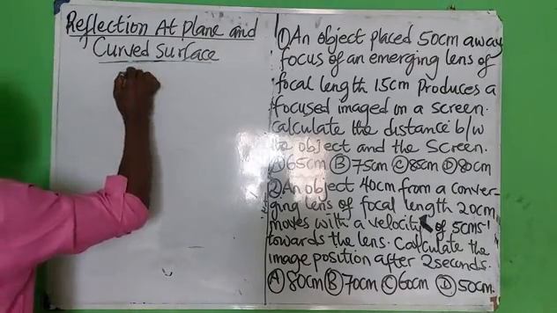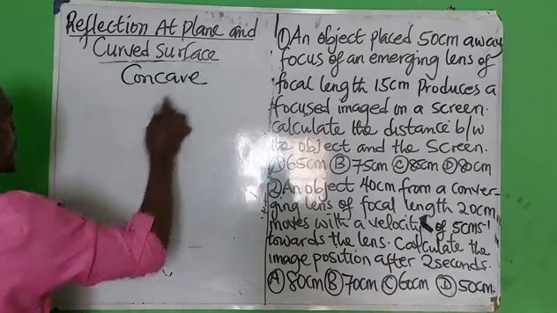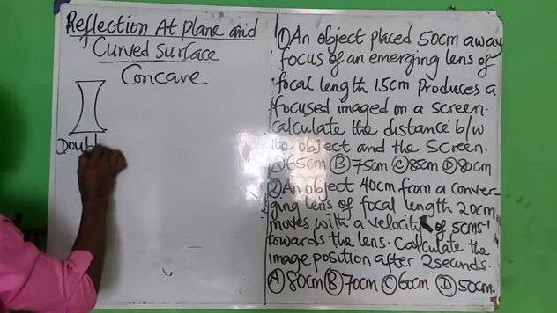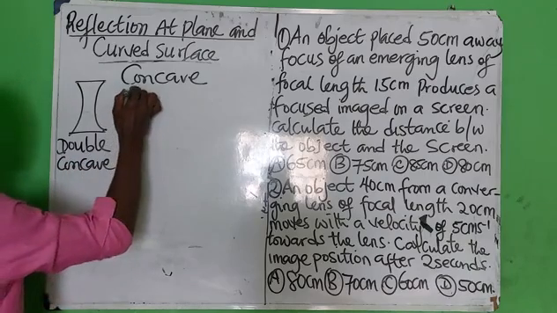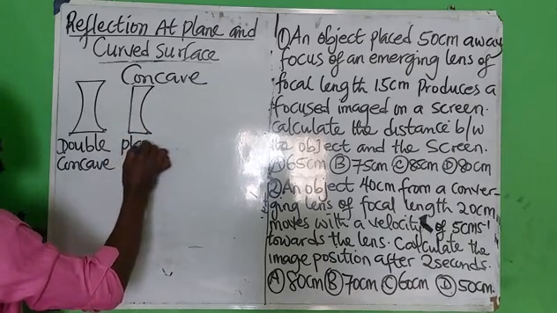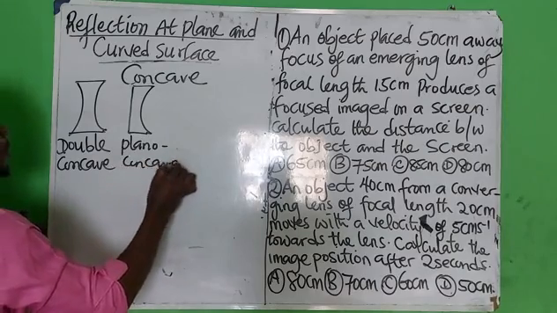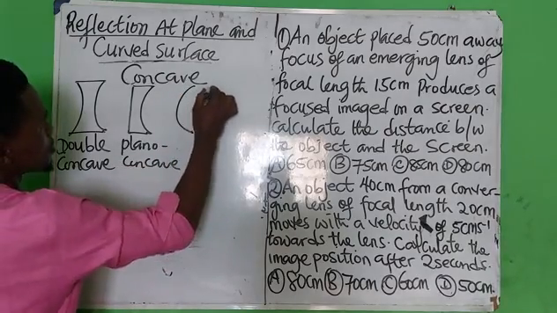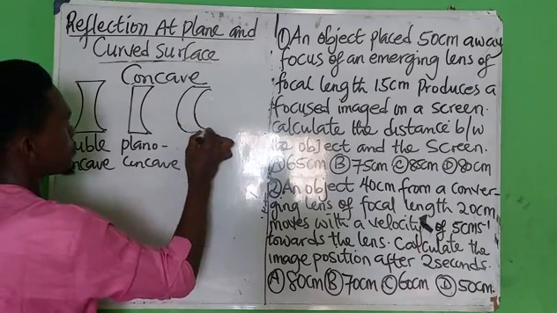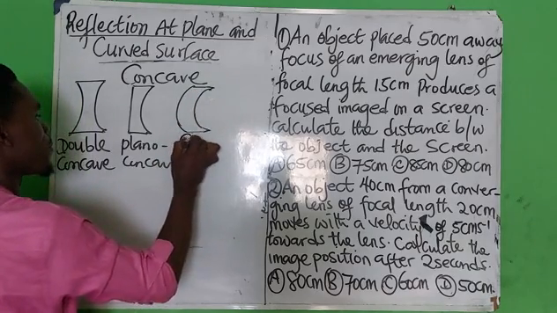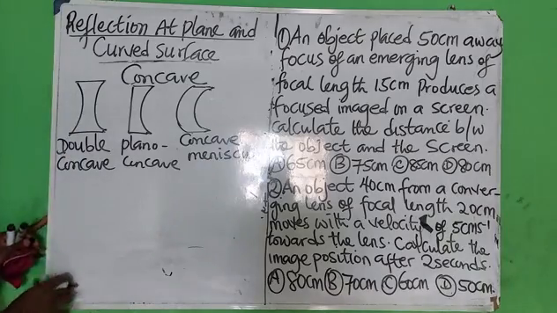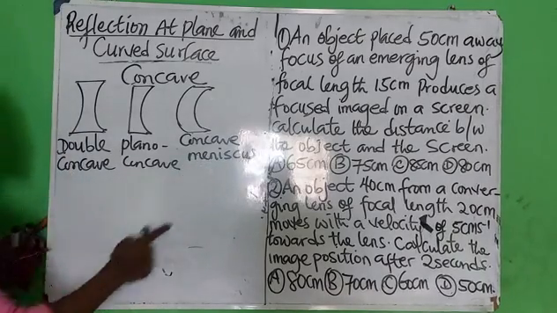We have different types of lenses. Based on concave, we have this, you call this double concave. I have this, you call this a plano concave. And if I now have this, they call this concave meniscus. We have double concave, plano concave, and concave meniscus.